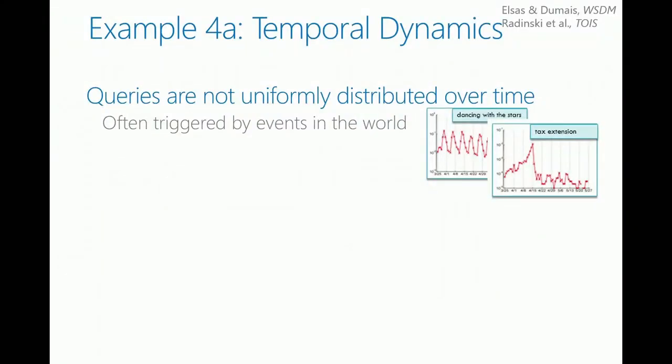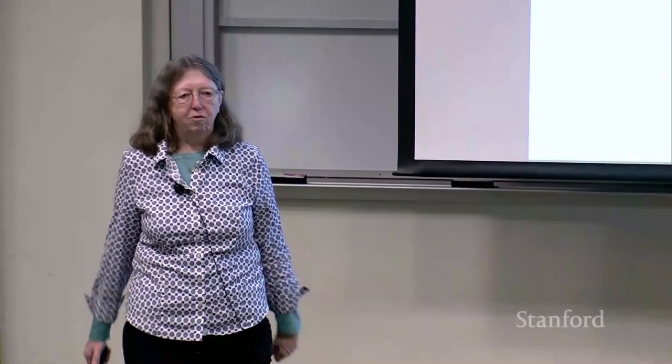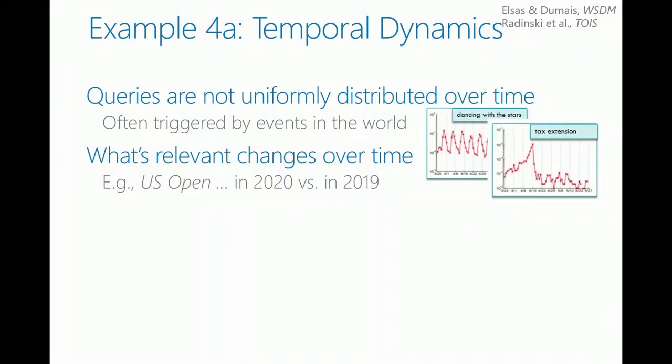So it turns out that queries are not uniformly distributed over time, and a lot of models assume they are. You can see two sets of queries. Dancing with the Stars has a weekly periodicity. Tax extensions is starting to ramp up now, and after April 15th, it'll drop off a cliff. And again, who cares, right? If the results are the same, regardless of when the query is issued, it doesn't matter. But it turns out that what's relevant to a query depends on when it is. So if I type in the query US Open, what do I want to get?